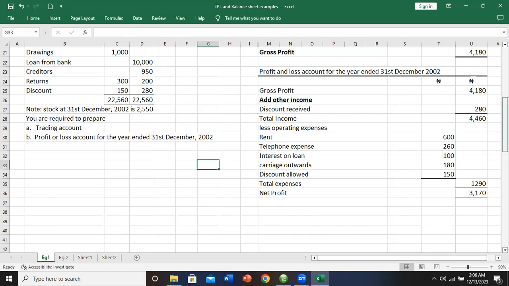Now, just to motivate you in this area, please, the only sure way you can be smiling when you are dealing with this topic is by constant practice. You need to constantly solve questions, solve and prepare this trading and profit and loss account. The more you do it, the more you get familiar with the items, the more you get familiar with how to arrange them. Okay, if you don't practice, trust me, you will feel like a devil in the midst of angels. You are going to feel very uncomfortable.